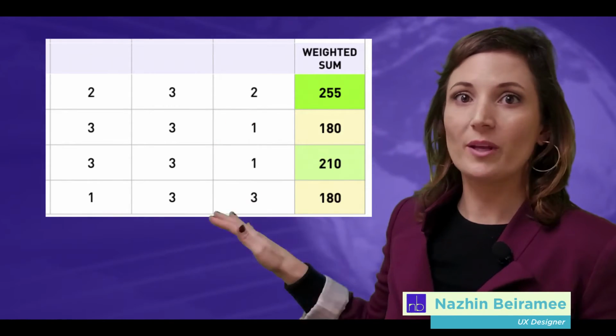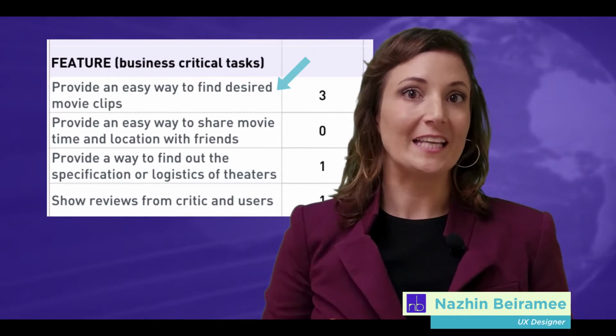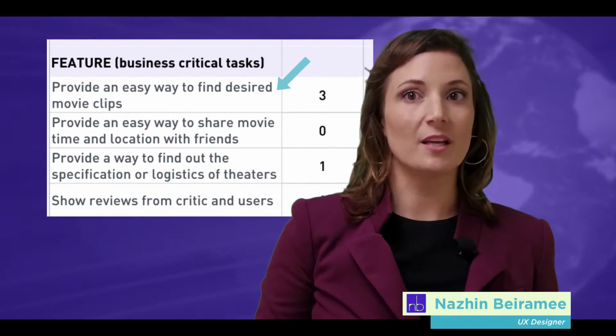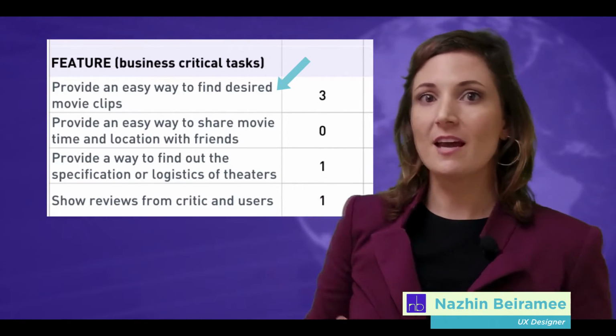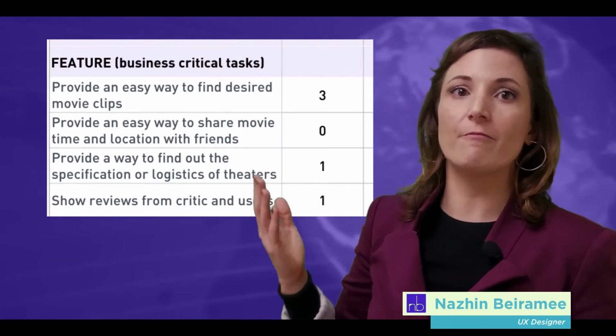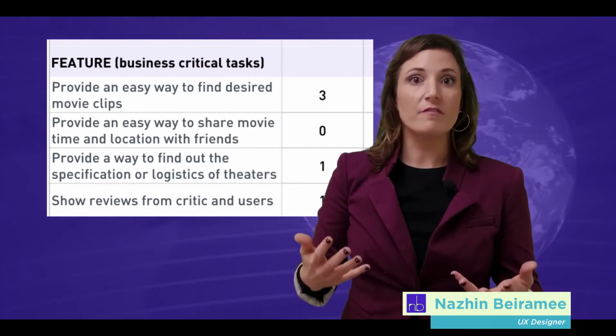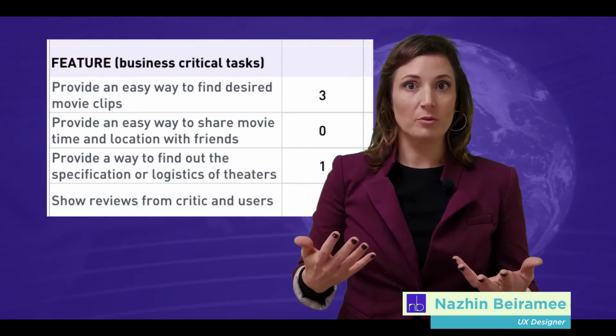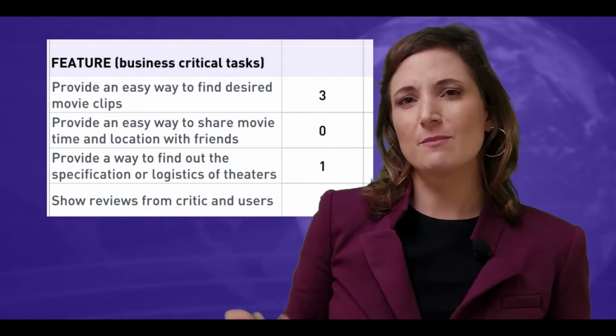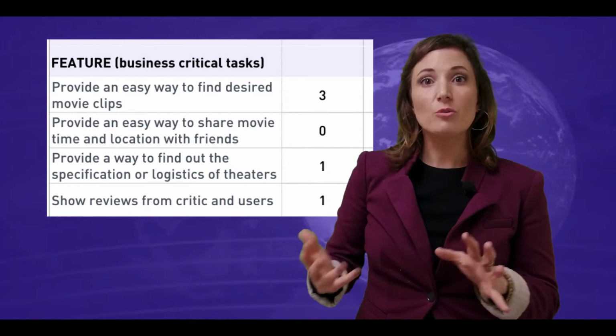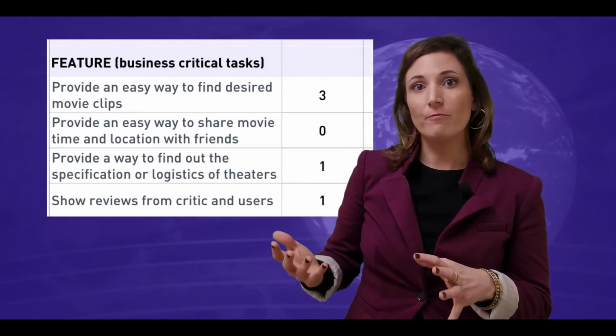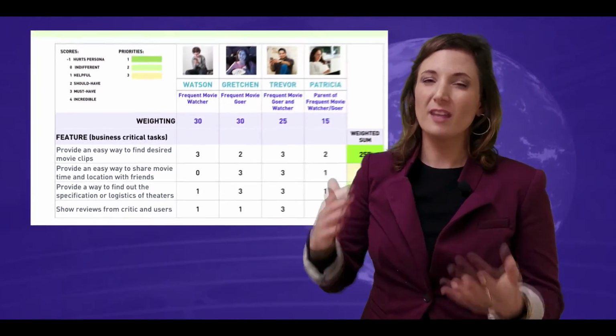In this example, we can see that this feature providing an easy way to find desired movie clips is a no-brainer. It's a must-have for Watson and Trevor and a should-have for our other 2 personas. So all of them will benefit from being able to find movie clips, which makes sense because it's a movie website. However, 2 of the features are only helpful or nice to have, so they are less of a priority.